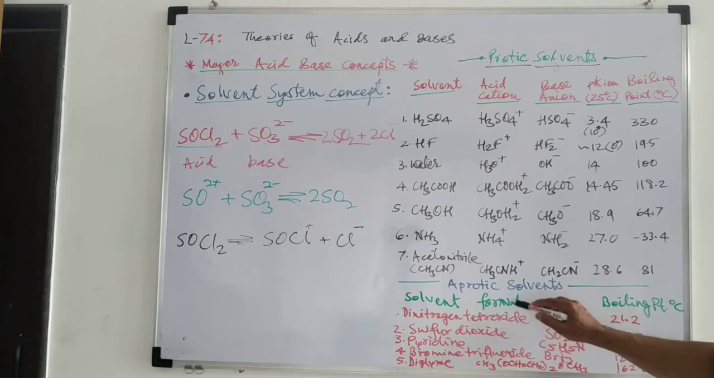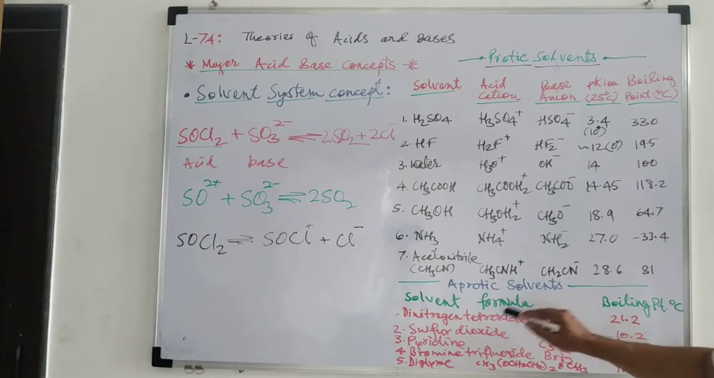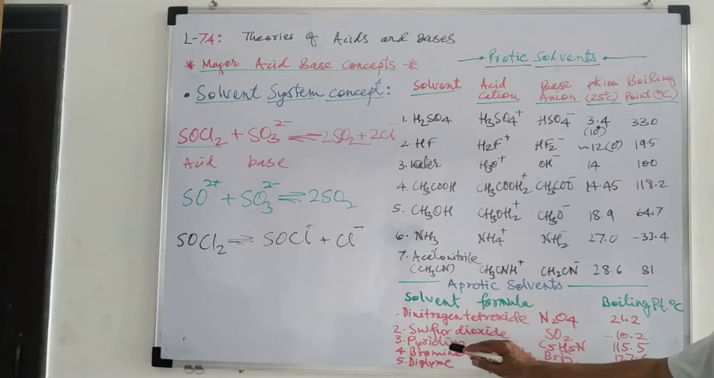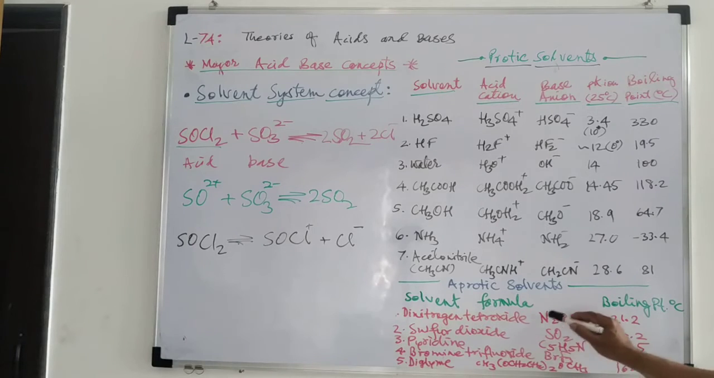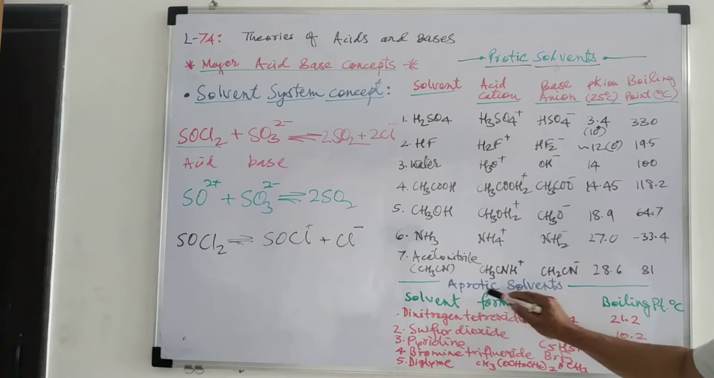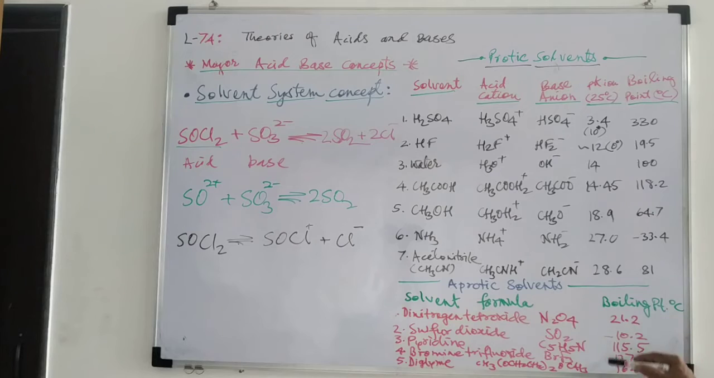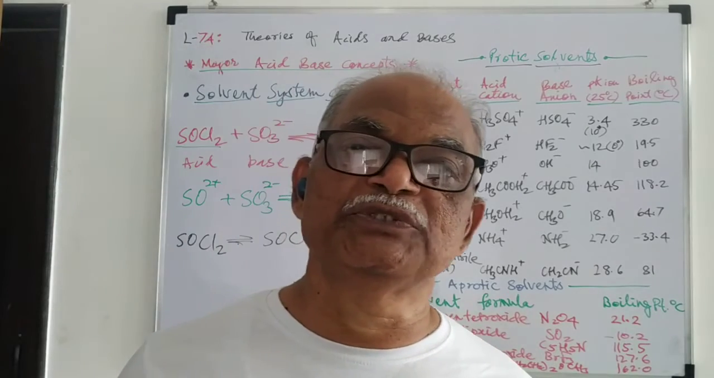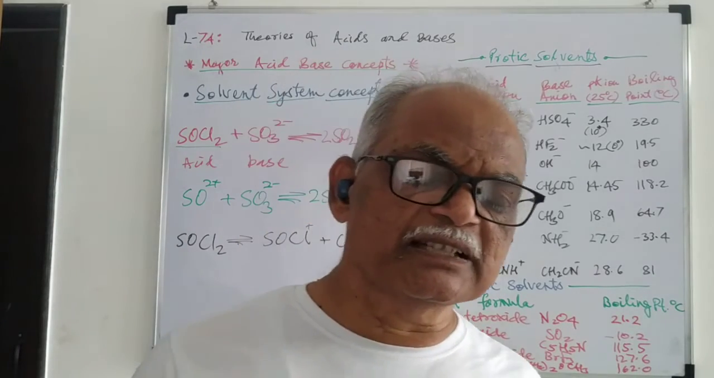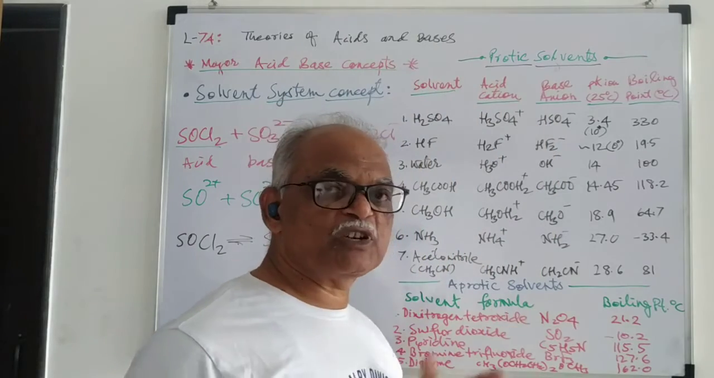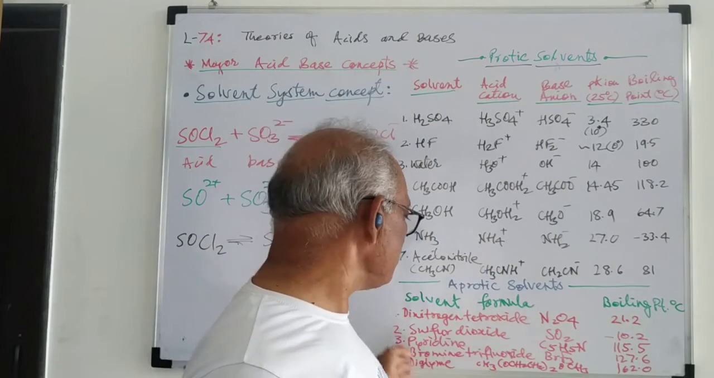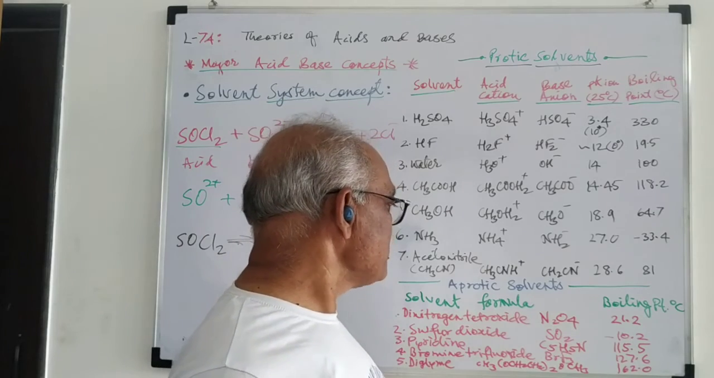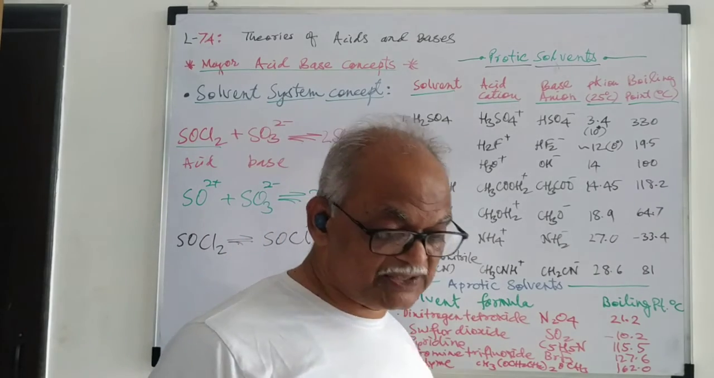Then you can see another type of solvents, the aprotic solvents, where there is no proton in these solvents. The molecular formula doesn't have any proton, so they are called aprotic solvents. We have given the boiling points in order to consider the suitability of a solvent for actual use in a certain reaction. Depending upon our requirement, we can make use of these different solvents. So this is about the aprotic solvents.